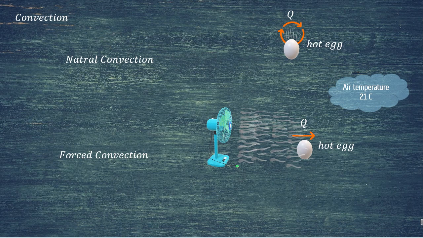Forced convection occurs when external means like fans, pumps, or wind induce fluid flow over the surface. In contrast, natural or free convection happens when fluid motion results from buoyancy forces induced by density differences due to temperature variation.